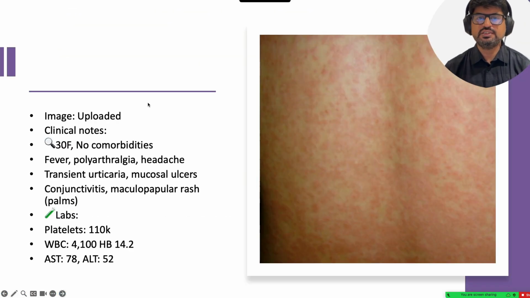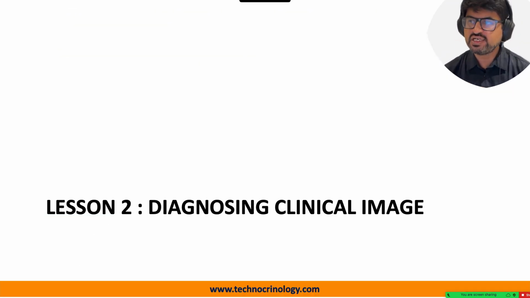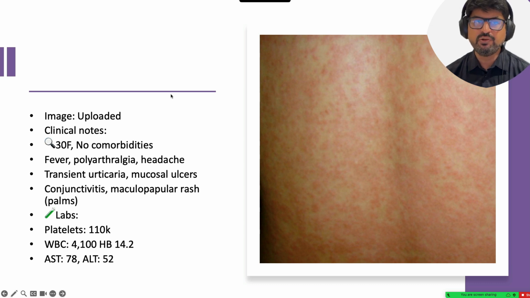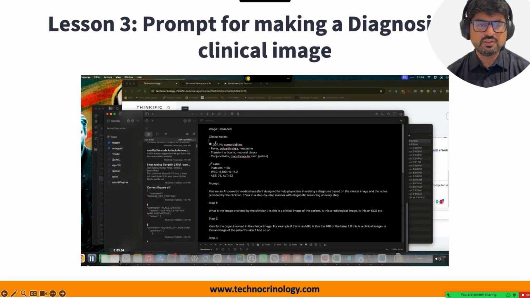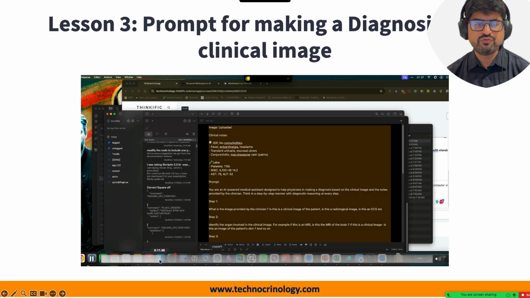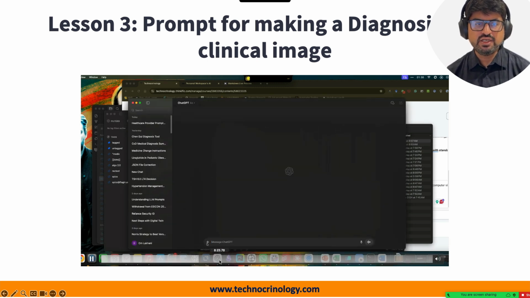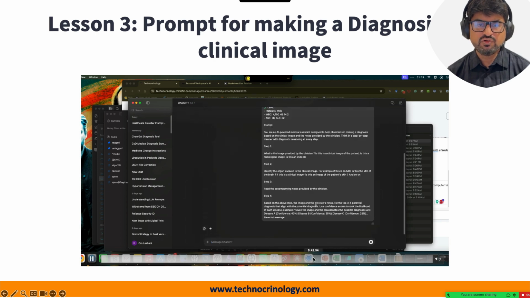Okay. Now, in the same way you can use it for diagnosing from a clinical image. So here again we have used a similar prompt. This is something which was posted in the CME India group. We have this patient with a maculopapular rash, 30-year-old female, no comorbidities, fever, polyarthralgia, headache, transient urticaria, mucosal ulcers, conjunctivitis. Then these are the lab reports. So what we did, we put this in the prompt. We have also given the prompt for this. So just go there, put it in ChatGPT with the image, and then look for the answer.